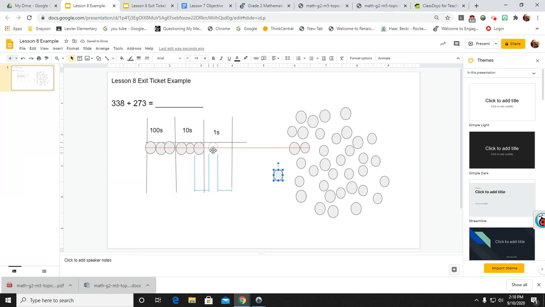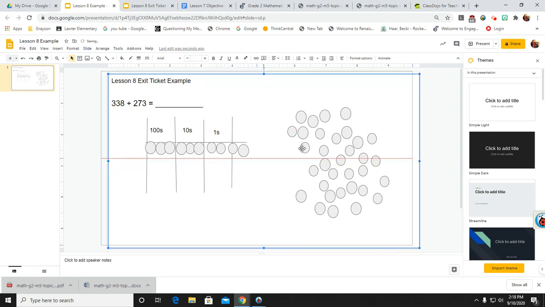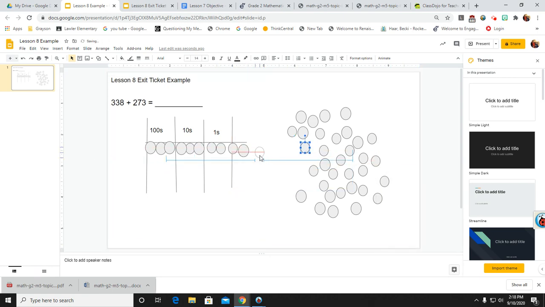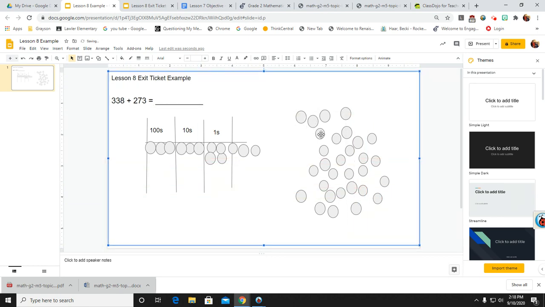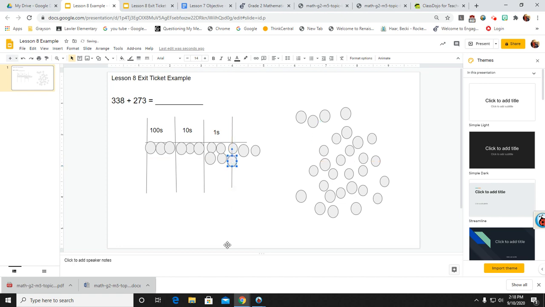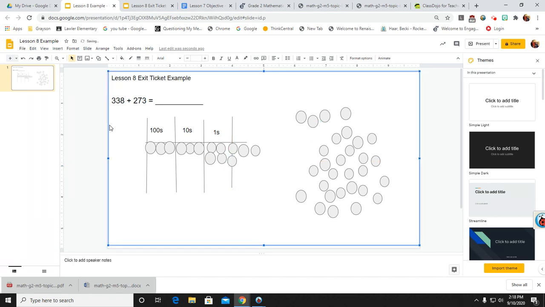So 1, 2, 3, 4, 5, 6, 7. I keep moving the whole screen. Be careful about that. 8. Okay, so now I have 338 modeled.